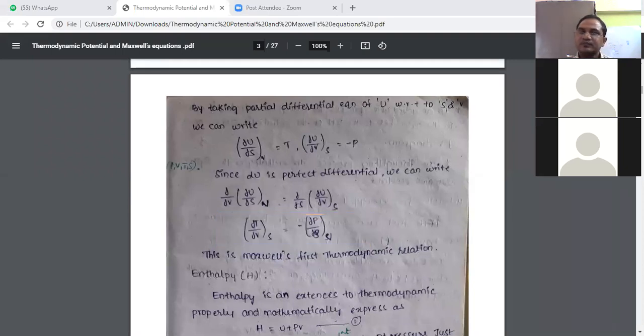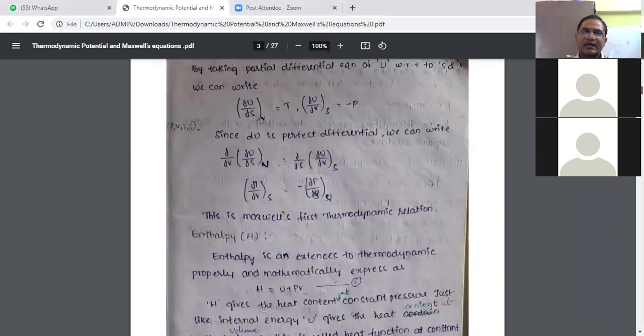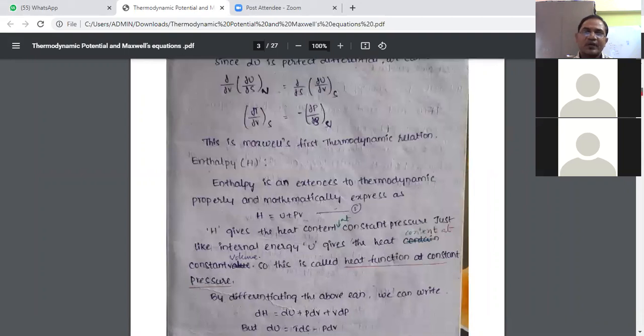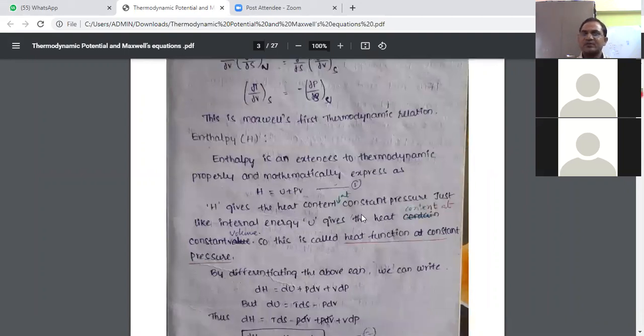So this is the Maxwell first thermodynamic relation. Now let us derive the second thermodynamic relation. For that, you take the enthalpy concept. How do we define enthalpy? Enthalpy is also an energy function, a thermodynamic scalar function. It is defined as the sum of internal energy and the product of pressure and volume. H is equal to U plus PV. Differentiating that equation on both sides, you will get dH is equal to dU plus P at constant P into dV plus V at constant V into dP.